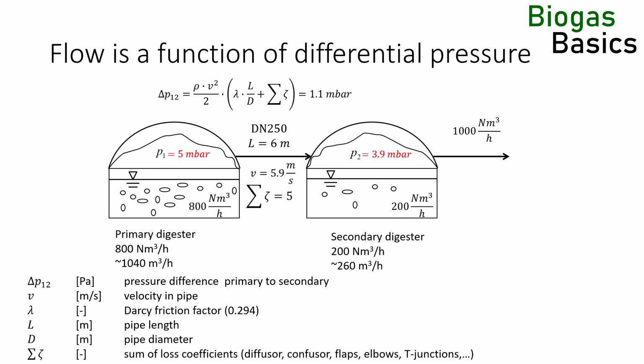When a gas dome level drops, its pressure drops as well, so the pressure difference between the primary and secondary will reduce, leading to a reduced flow. However, this effect will only last until the gas dome on the primary digester is empty. A similar effect happens if the feeding is increased and the gas production in the primary digester increases to 1000 norm cubic meters per hour. The gas dome level increases until the gas dome is full.